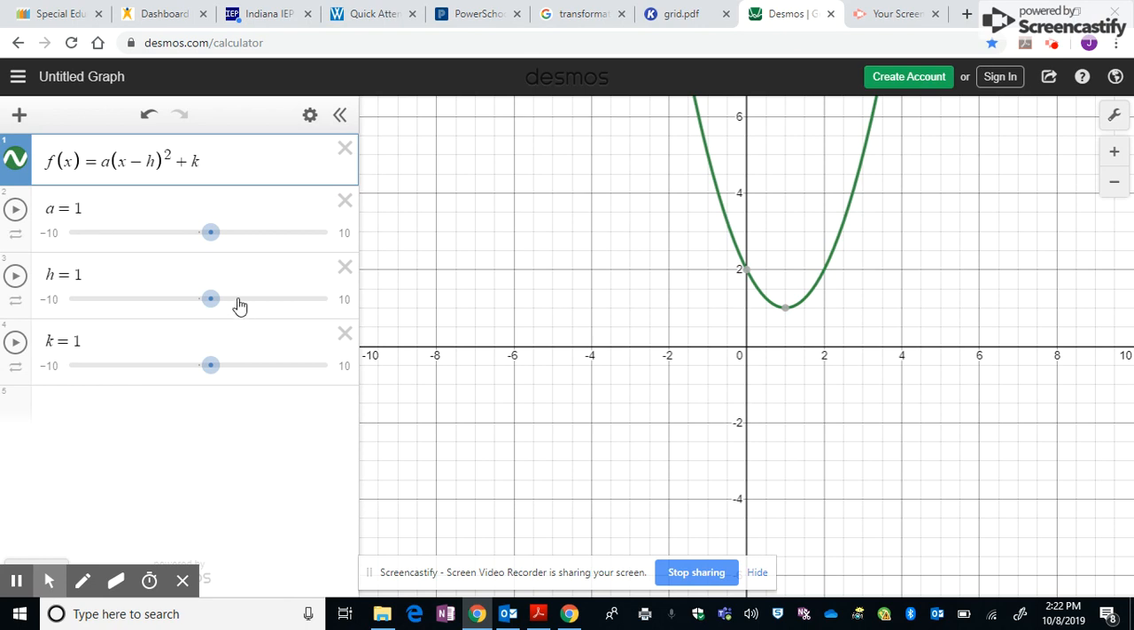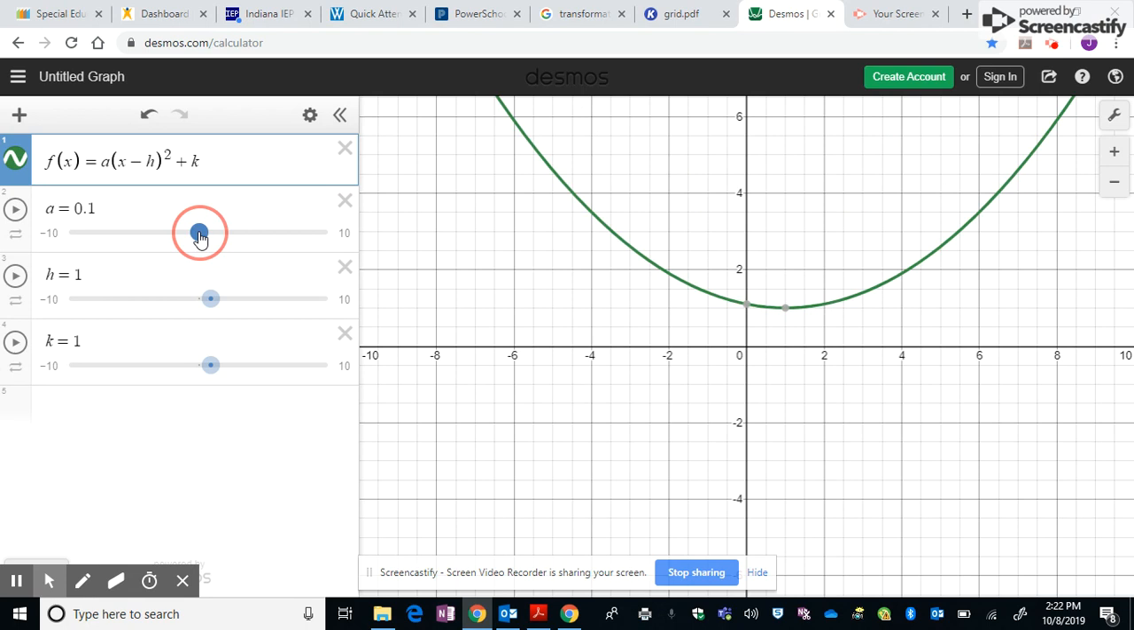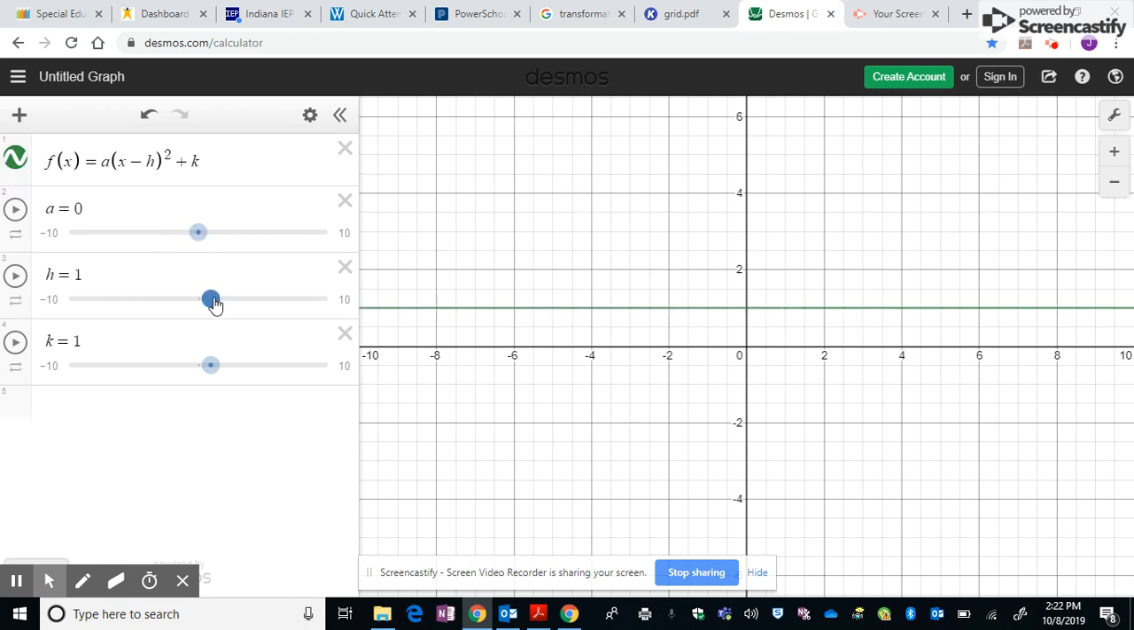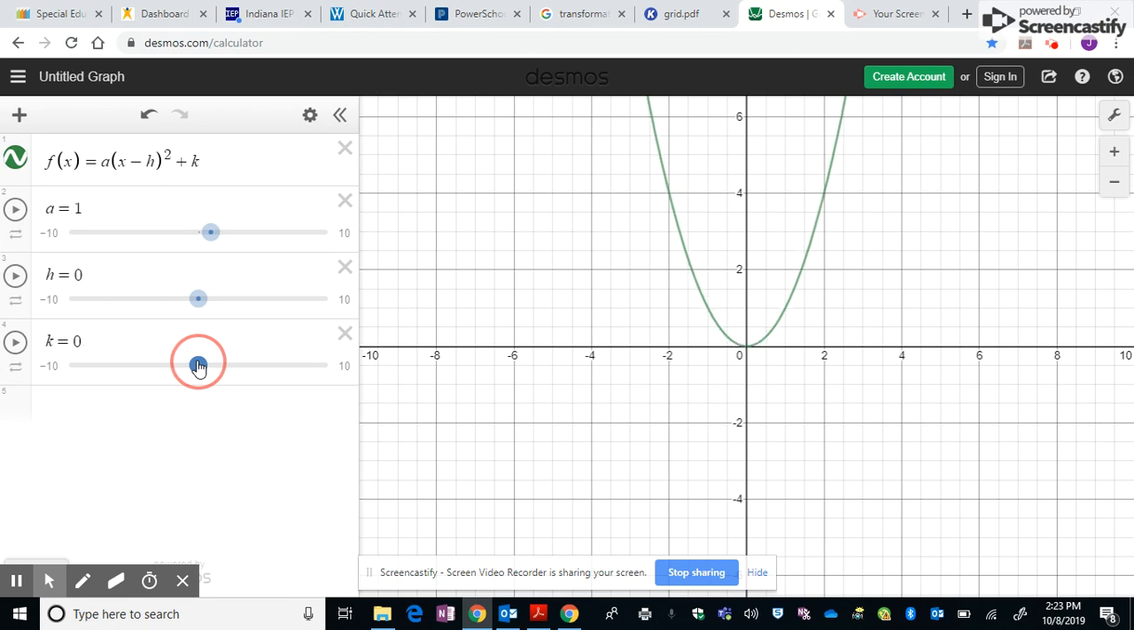So what this tells me right here is, set it up to the regular values. This gives me an a value of 1. We have an a value of 1. This here is my parent function for a quadratic.